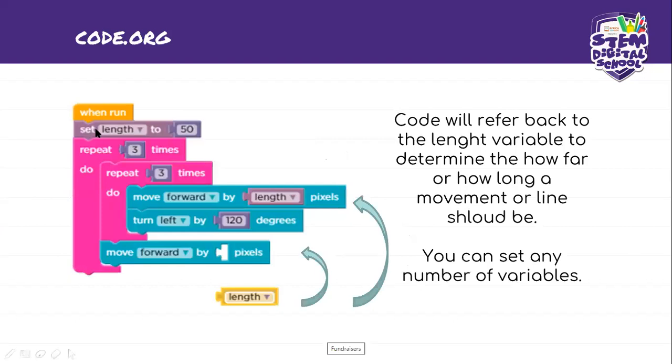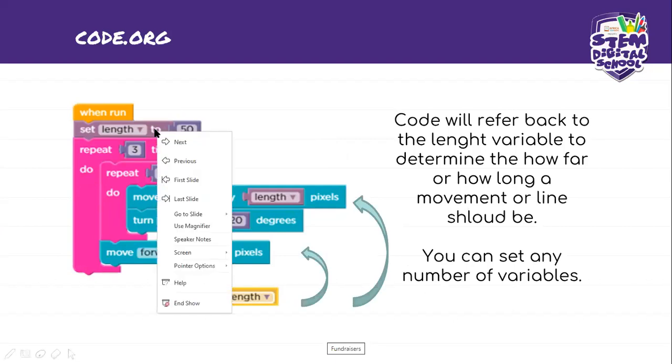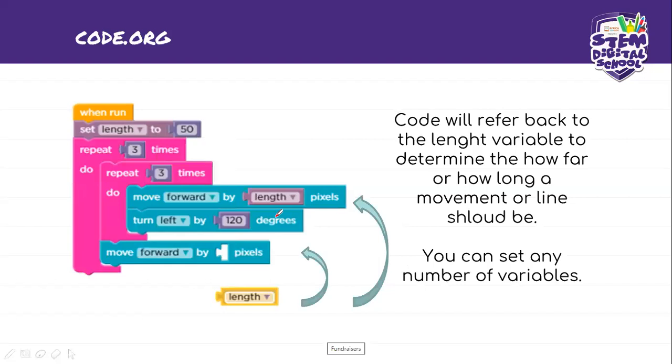Here we set length. If we look on top, let me just quickly change to my pen so I can write on my screen. There we go. Here on top, I'm going to make a little arrow next to it. There it says set length to 50. So we know that the length of the line we are going to use, or the distance we are going to move forward, will be 50 pixels.